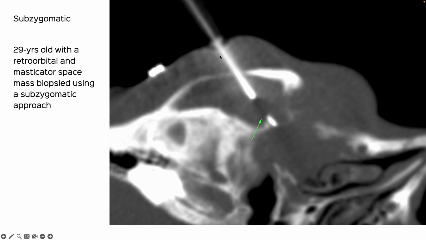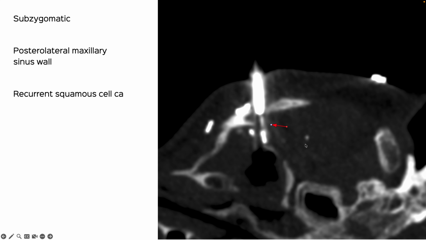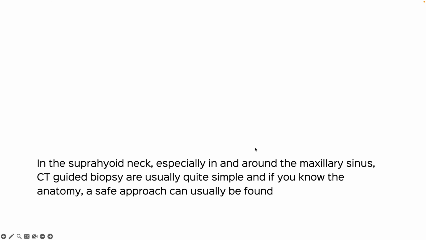I mean, and then you have these subzygomatic approaches. The one that I used currently was for the maxillary sinus wall, but you can do it for masticator space. And here I've done it for a recurrent sphenoid adenoid cystic carcinoma. And you have a lot of these approaches that are there. And so to add to that is this one where I've approached the posterolateral maxillary sinus wall.